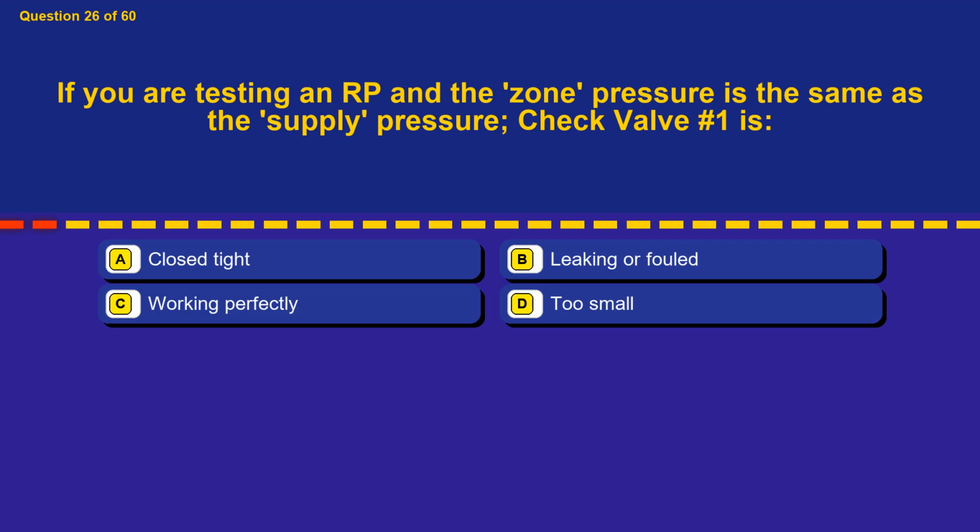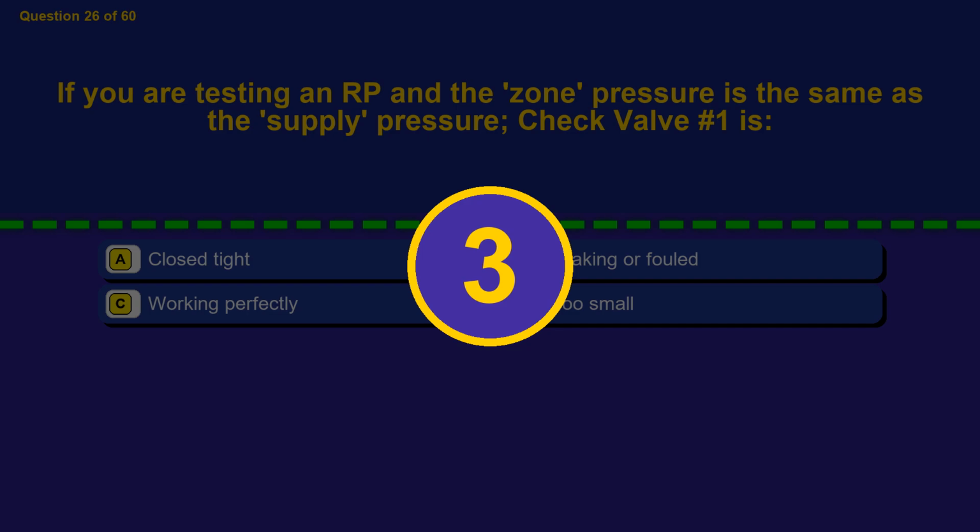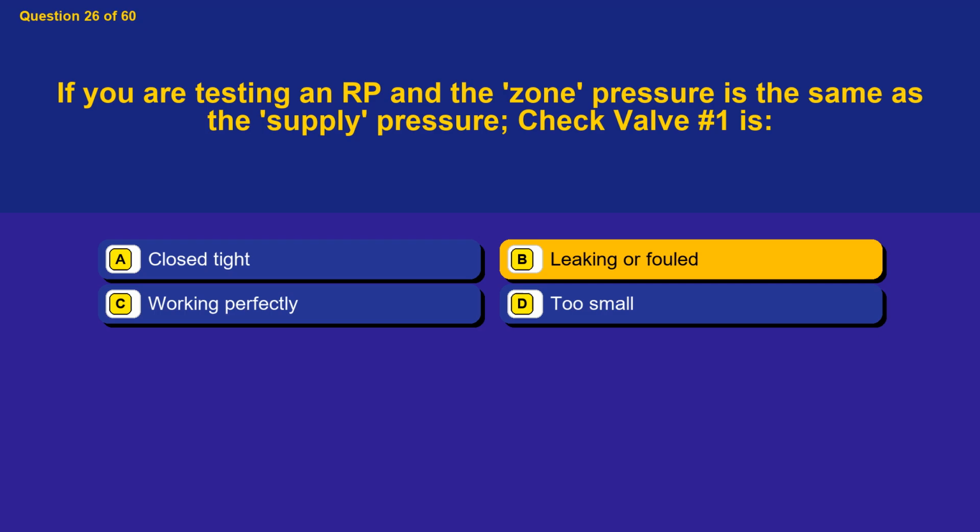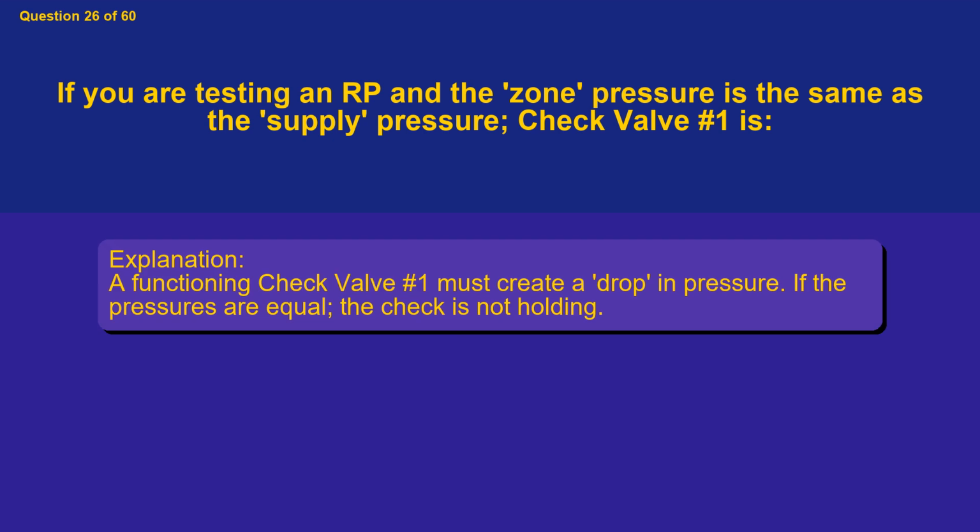Question 26. If you are testing an RP and the zone pressure is the same as the supply pressure, check valve number 1 is option A closed tight, option B leaking or fouled, option C working perfectly, option D too small. The correct answer is option B, leaking or fouled. A functioning check valve number 1 must create a drop in pressure. If the pressures are equal, the check is not holding.